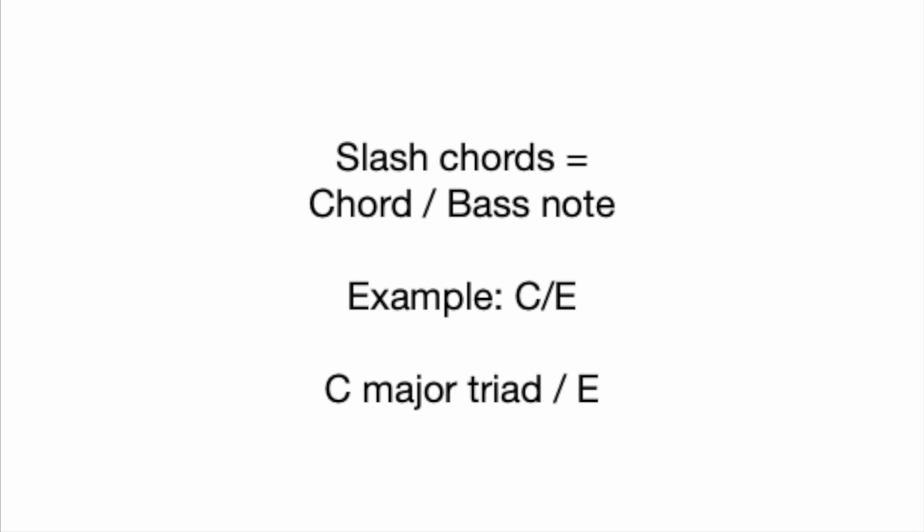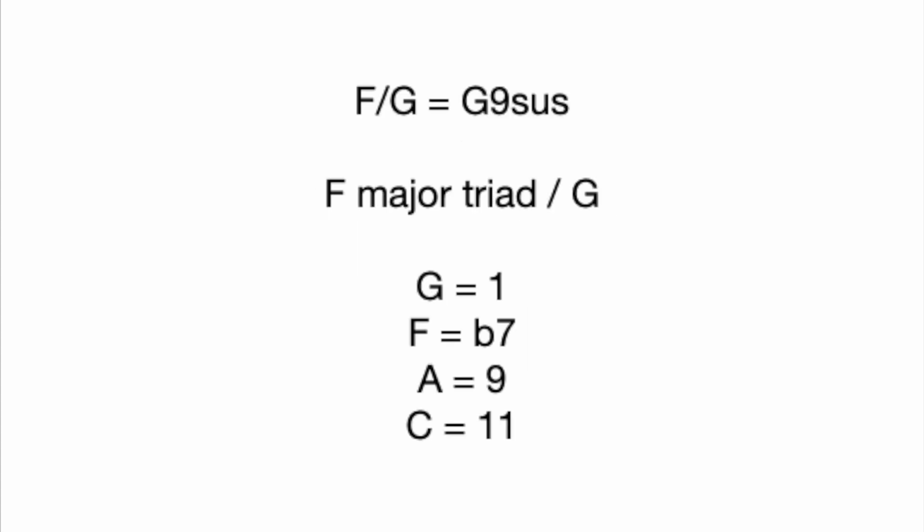Another use of slash chords is to create a shorthand voicing for certain chords. For example, you may see a chord like F over G. This means an F major triad over a G bass note. This is actually a shorthand voicing for G9 sus. The F triad over a G bass produces the chord tone and extensions flat 7, 9, and 11. It is essentially a G9 sus chord with an omitted fifth.